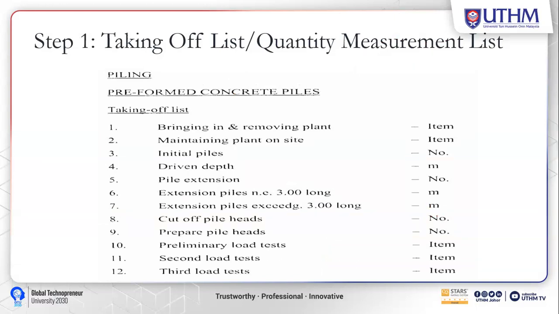In this step number 1, we need to do the listing, what we call the take off list, which needs to be done by the estimator or the taker off. You need to complete all of these items. After completion, you just make a mark.